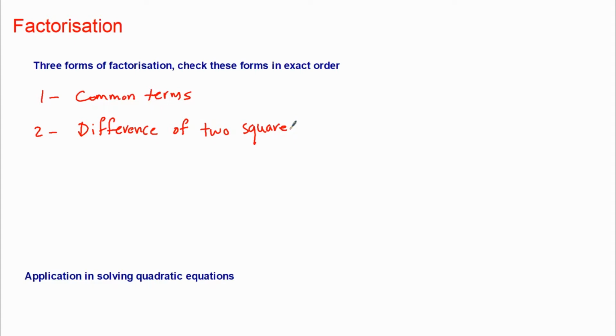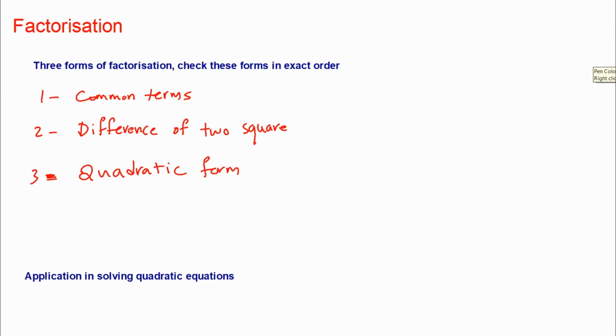Difference of two squares, and then we have quadratic form. So we need to check exactly in this order when we want to factorize, and otherwise we could be having problems, basically confused about what we need to do. And I will show this with some examples.